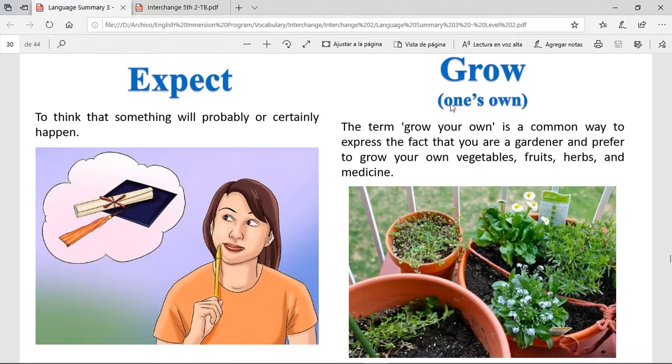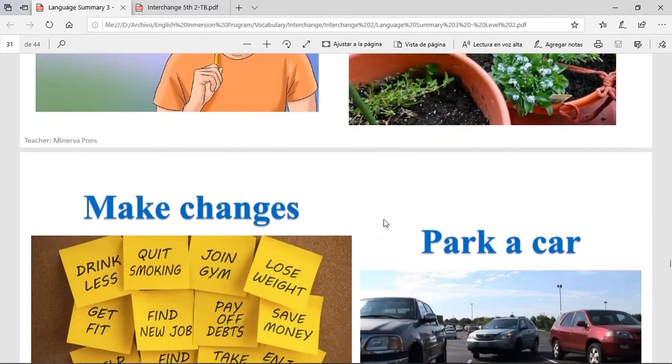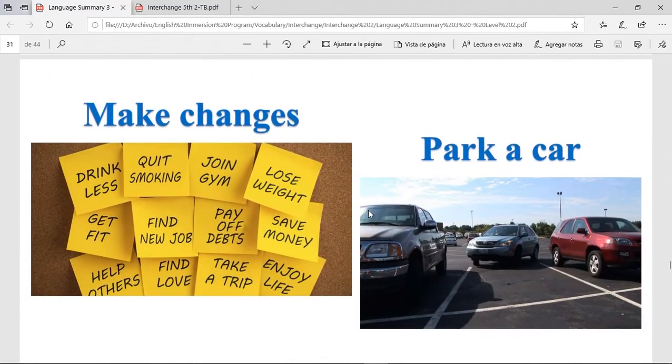To grow one's own. The term grow your own is a common way to express the fact that you're a gardener and prefer to grow your own vegetables, fruits, herbs, and medicine. It's like instead of going to the store and buying vegetables and all sorts of stuff, you grow it yourself. You do it, okay? Make changes. To make changes is to put things in your life, or aspects, in a different way, okay?